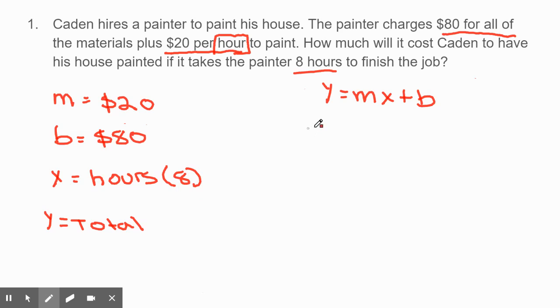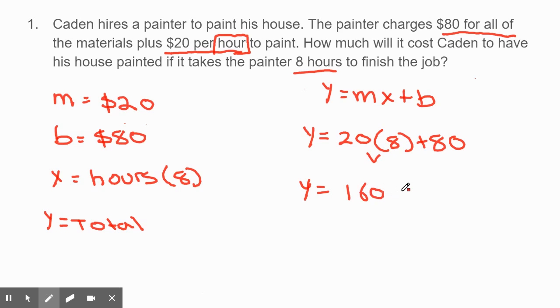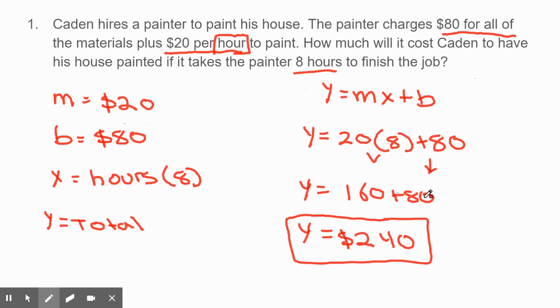And in order to figure out how much it costs, we plug all these values into our equation. Y is the total, we don't know that yet, equals M, or 20 times X, which is 8 hours, plus the $80 for the materials that the painter charges. 20 times 8 is 160. Bring down the plus 80. And 160 plus 80 is $240. It will cost Caden $240 to hire a painter if the painter only paints for 8 hours.